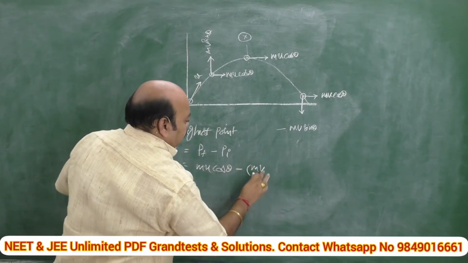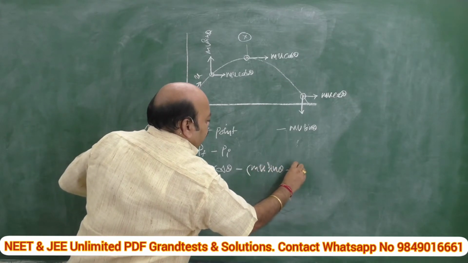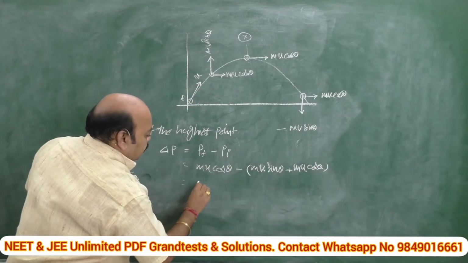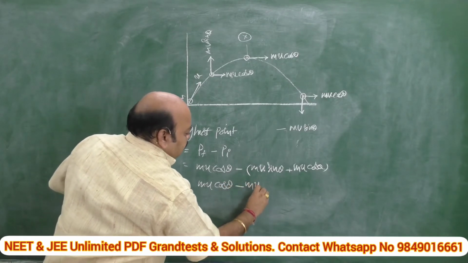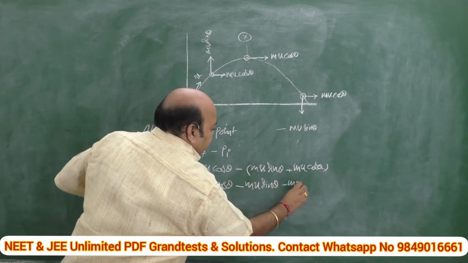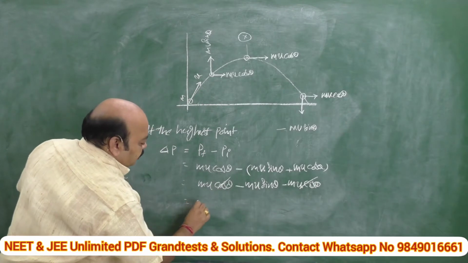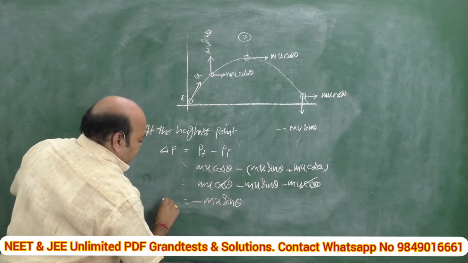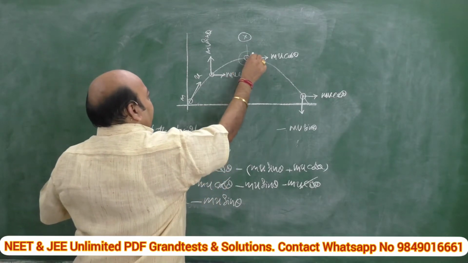It is mu sin theta and the horizontal component mu cos theta, which is nothing but mu cos theta minus mu sin theta, and once again plus into minus mu cos theta. Then mu cos theta and mu cos theta get cancelled. The net answer is mu sin theta. This is the change in momentum when the projectile is at the highest point.